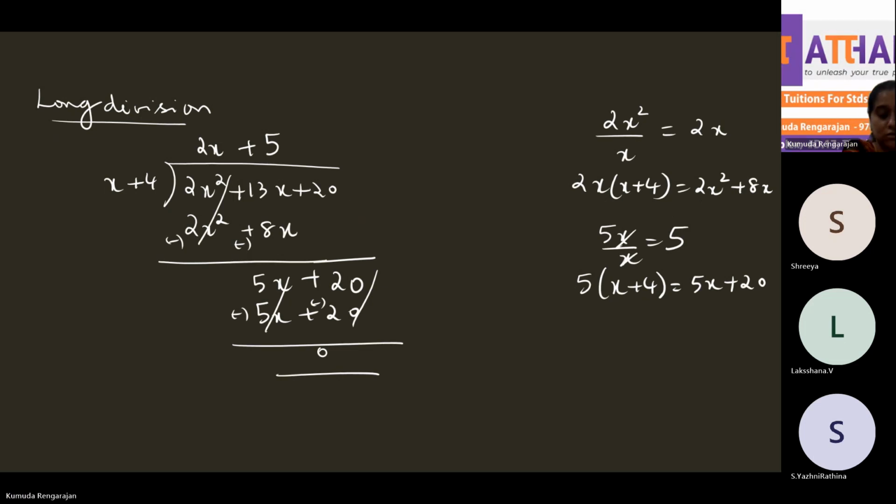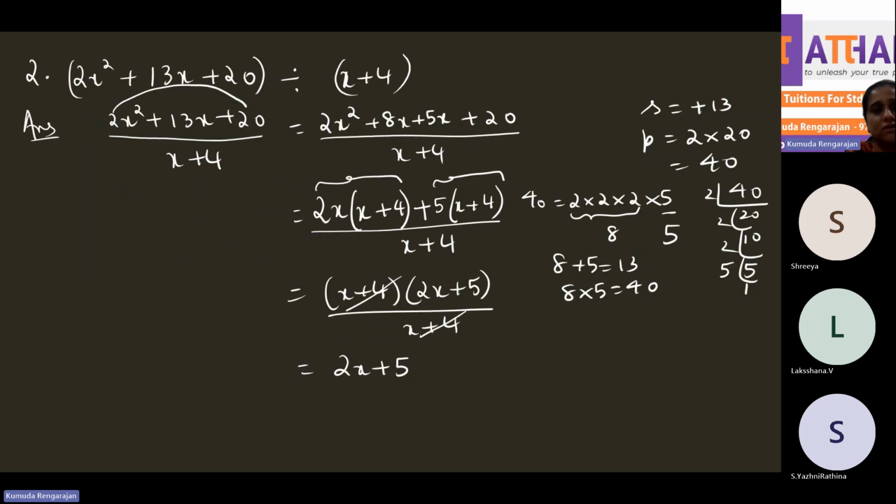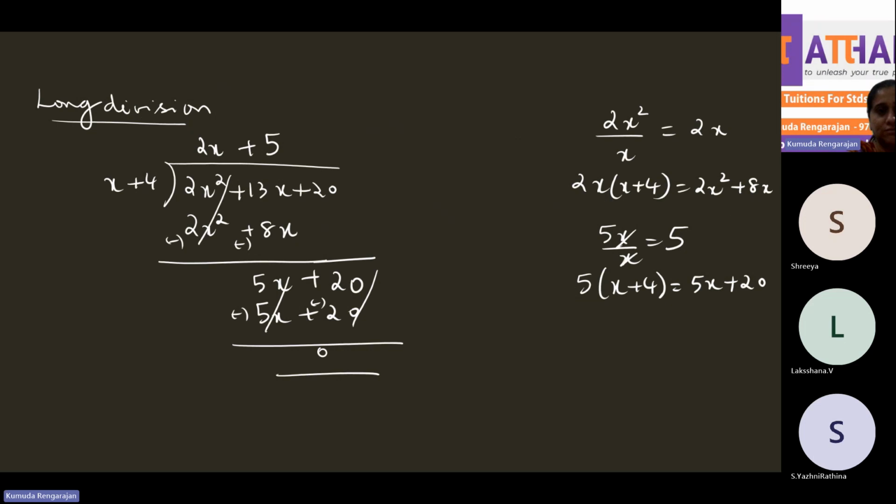So now the question is when to use which method. It will be specified, but in a case where it is not specified, you can use any method. But mostly the question will be factorize and divide. In that case, you have to use this method. This is the approach. Factorize and divide, this is the approach. If at all nothing is mentioned, then you can use a long division.